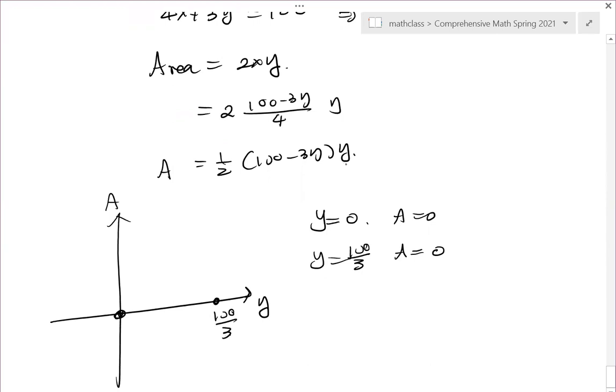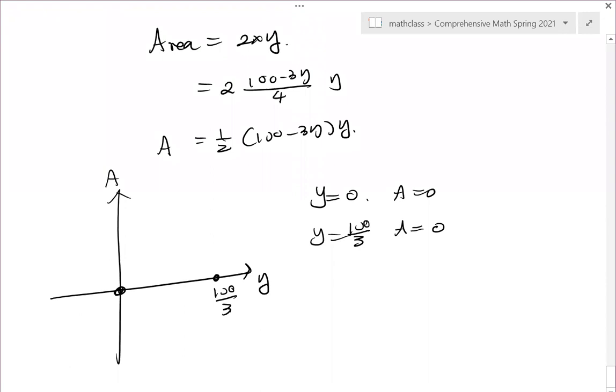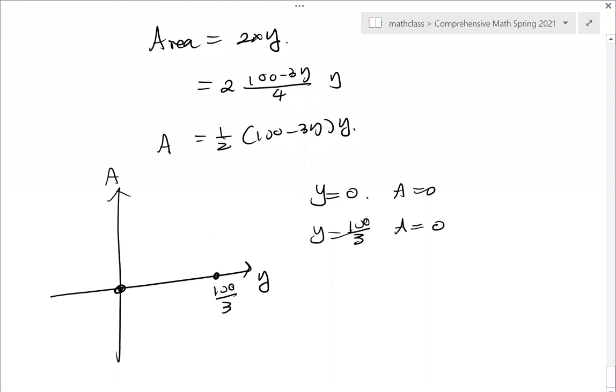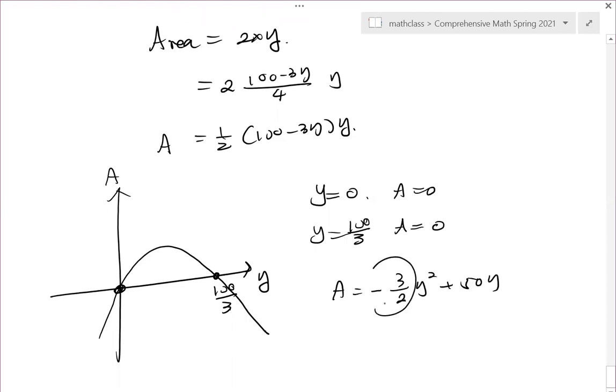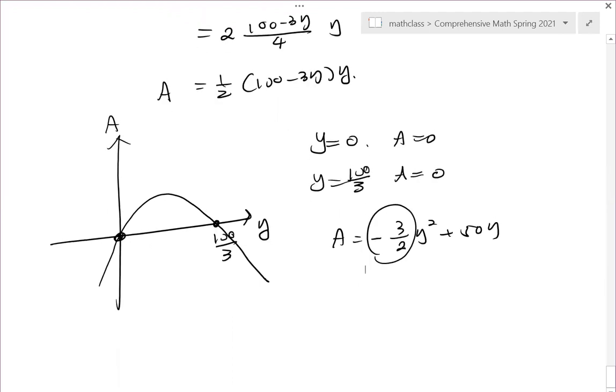Now, this is a quadratic function. For a quadratic function, the graph will be a parabola. The graph is a parabola and opens downward because it's negative. It looks like that. Because a is -3/2 y squared plus 50y, the leading coefficient is negative. We can spend more time talking about that. So the graph is a parabola, and somewhere in the middle, a has a maximum value.